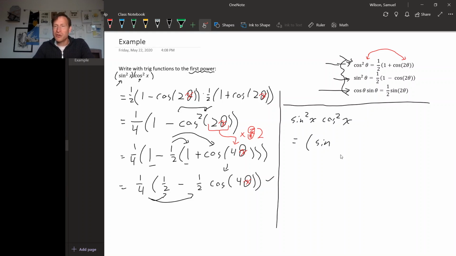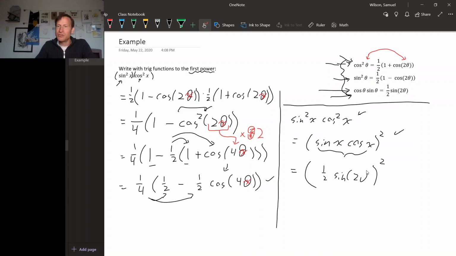So sine squared x times cosine squared x, that's sine x times cosine x, squared. If you multiply out this squaring, you get back to where we started. So this is equivalent to what we started with. But now we're set up to use our cosine times sine identity. So our identity says that we can replace the stuff inside the parentheses with 1/2 times sine of 2x. Okay, next, why don't we multiply out this squaring? So it squares the 1/2 to give us 1/4, and it squares the sine to give us sine squared 2x.